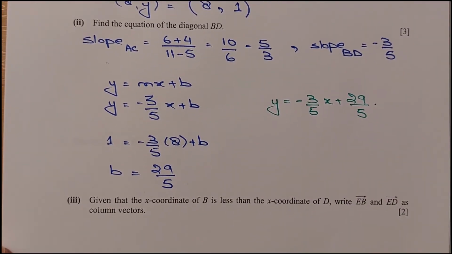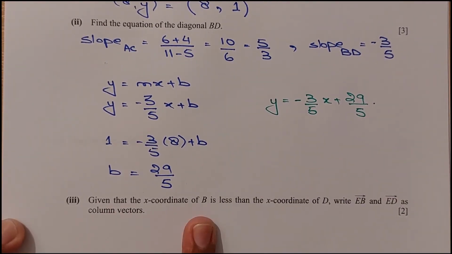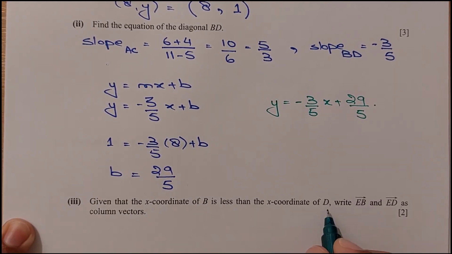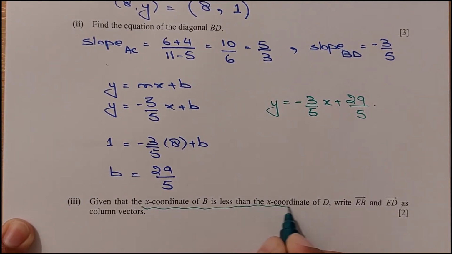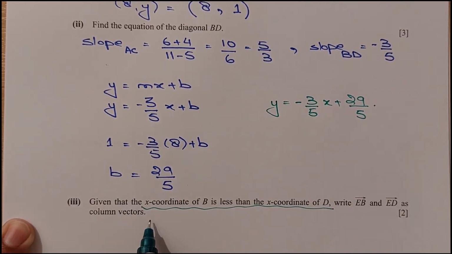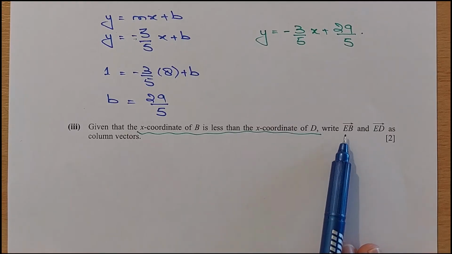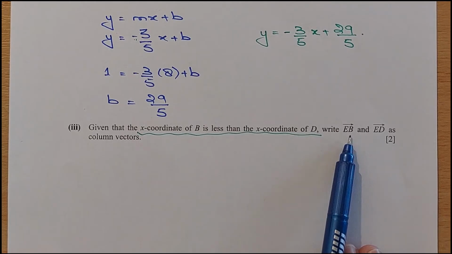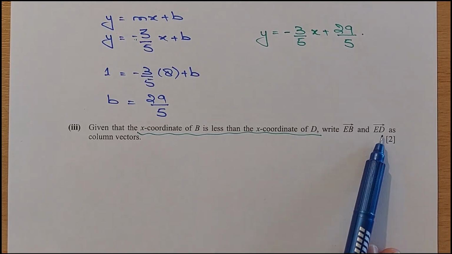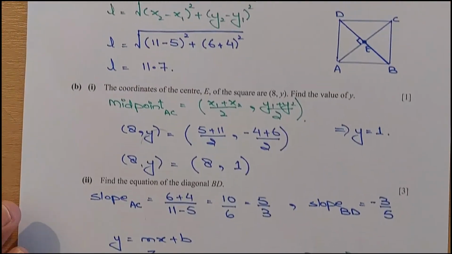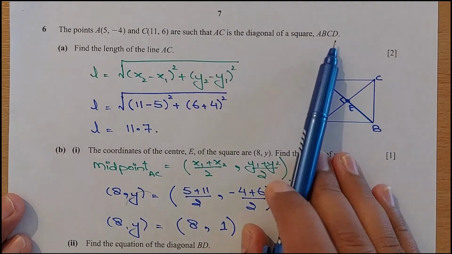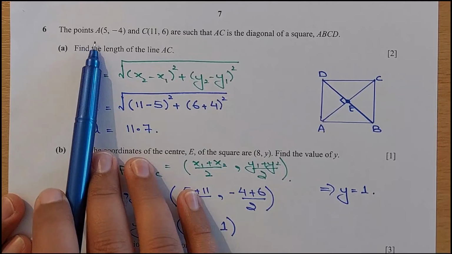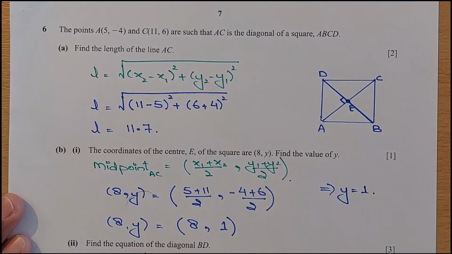Now for the third part, given that the x coordinate of B is less than the x coordinate of D, right? So this information we have been given. Write EB and ED as a column vector, right? Okay, to get the value for EB and ED, we have the vector E, but we have to find the vector B and the vector D. As we have been given that ABCD is a kite and AC are the diagonals, A and C coordinates are given, and the midpoint of AC is E, that is 8, 1.